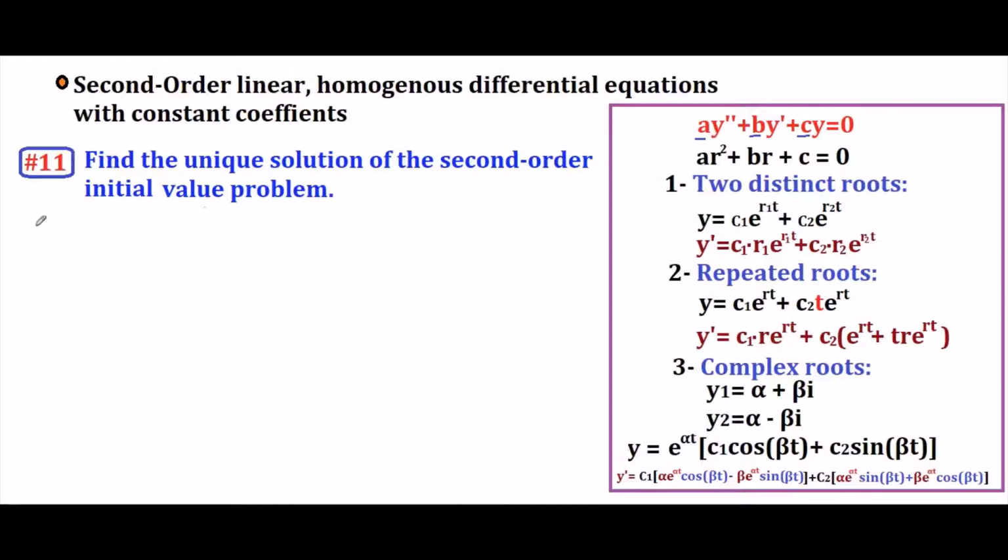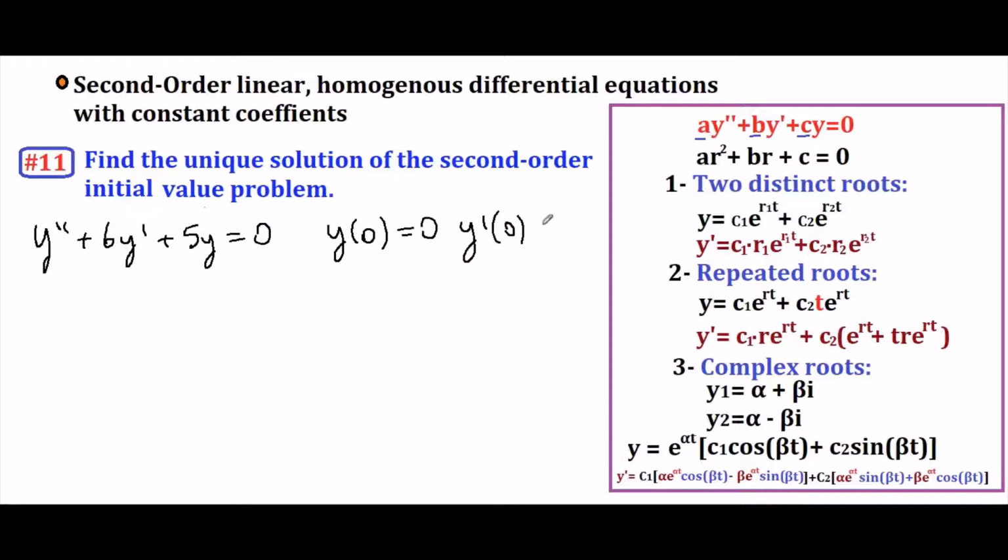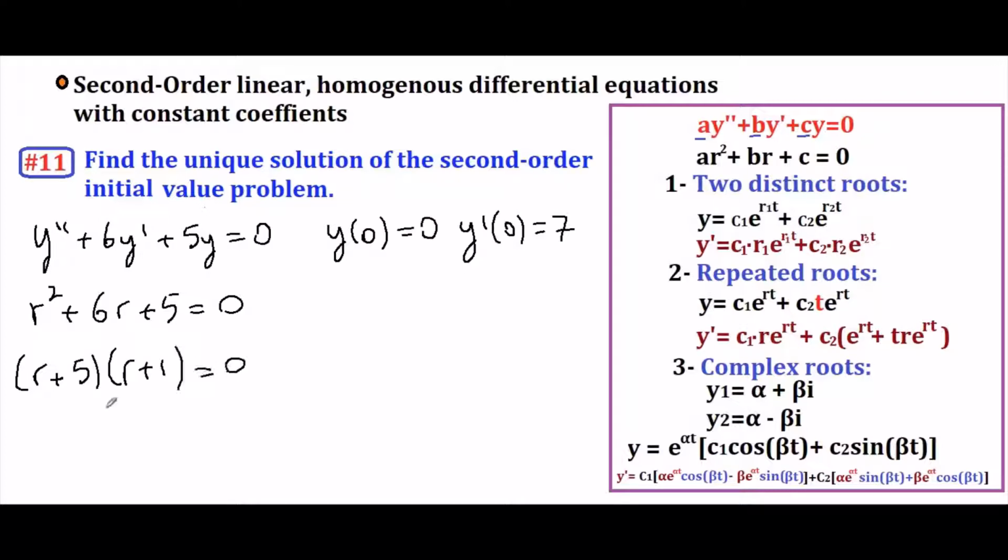Our problem is y double prime plus 6y prime plus 5y equals 0, given y of 0 equals 0 and y prime of 0 equals 7 as our initial conditions. Our first step is to convert this into the characteristic equation. So it's going to be r squared plus 6r plus 5 equals 0. We can factor this quadratic as (r plus 5)(r plus 1). So our r1 will be negative 5 and r2 will be negative 1.